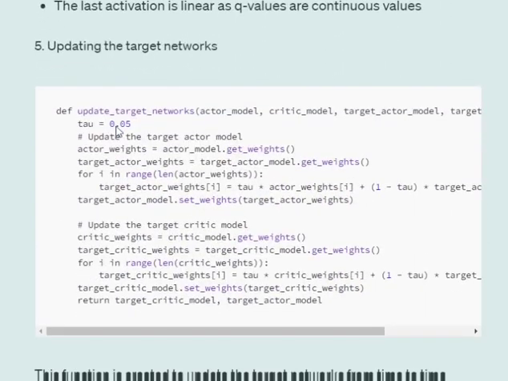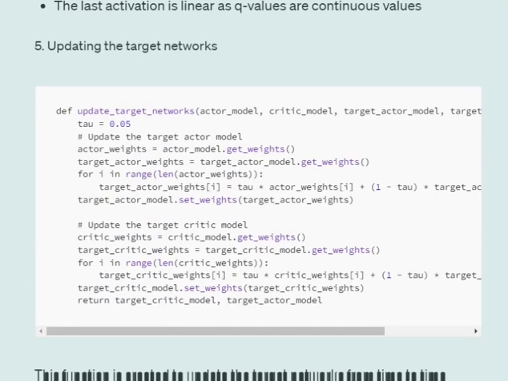For updating, we would be using a hyperparameter called tau. In this particular line, you can see that the target actor weights would be updated using this equation: tau into actor weights plus 1 minus tau into the target actor weights. So it's very easy. Basically it would be an amalgamation of the two weights, where using tau we are maintaining a trade-off between the two weights.